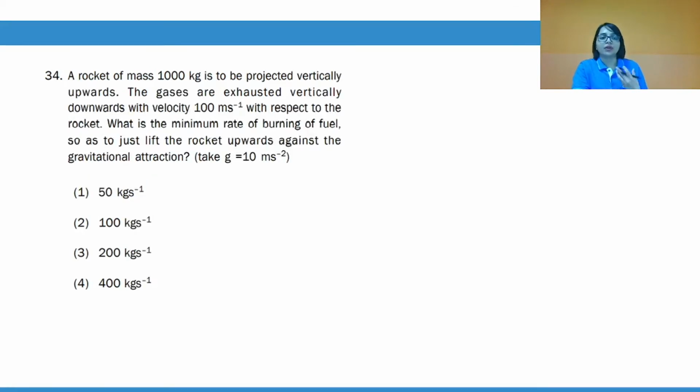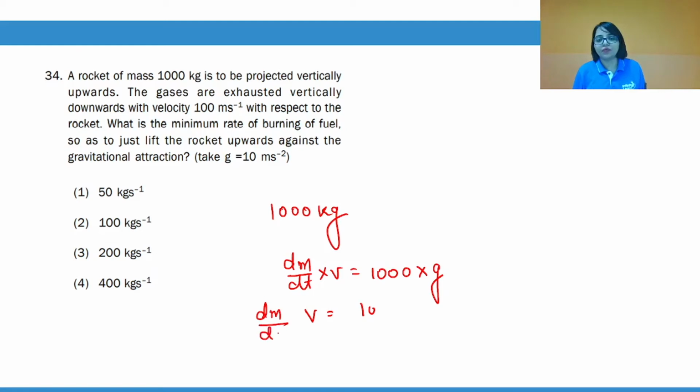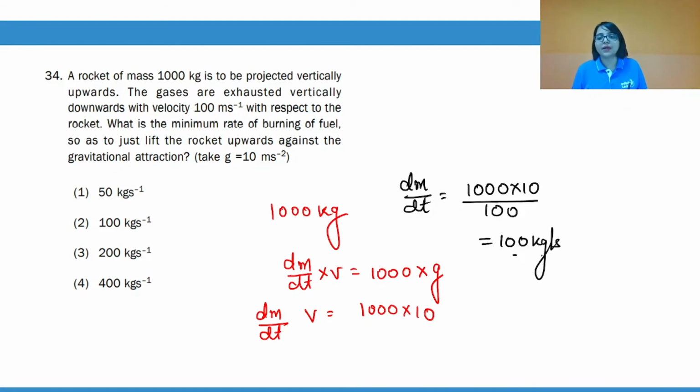Question number 34. A rocket of mass 1000 kilogram is to be projected vertically upwards. The gases are exhausted vertically downwards with velocity 100 meter per second with respect to the rocket. What is the minimum rate of burning of fuel so as to just lift the rocket upwards against the gravitational attraction? So basically, the fuel force should balance mg, right? So it will be dm by dt into v, and it should balance mg, right? So dm by dt into v will be 1000 into 10, right? So v is 100 meter per second. So you can write dm by dt is equal to 1000 into 10 divided by 100, and that is equal to 100 kilogram per second, which is option 2.